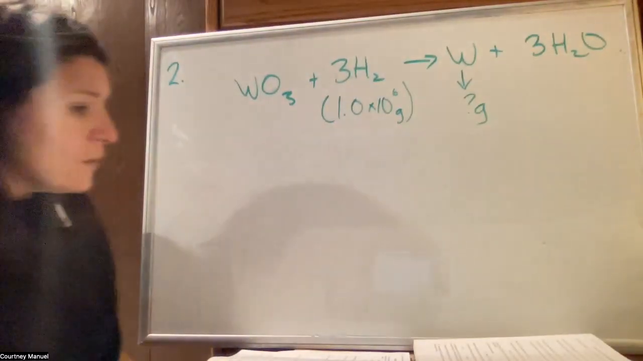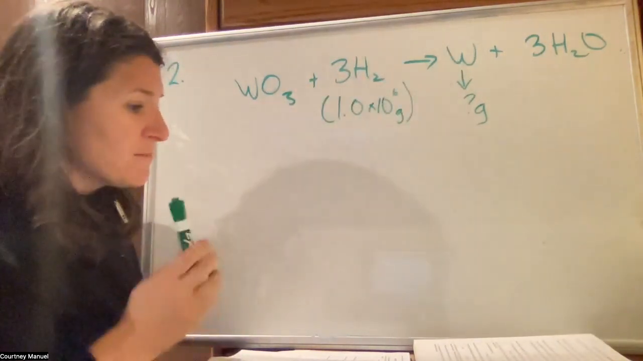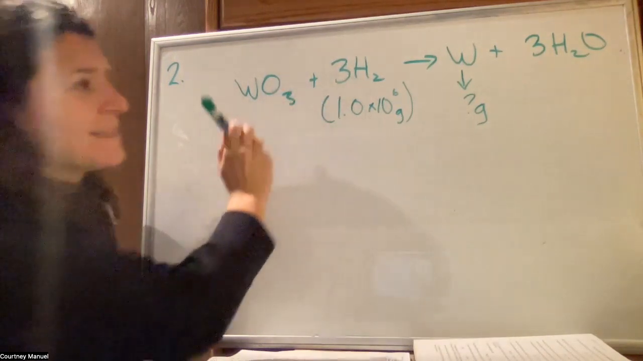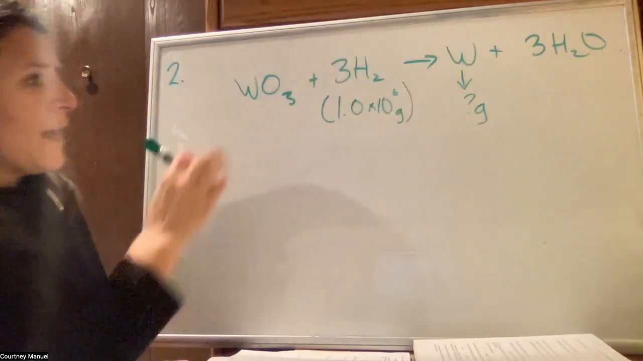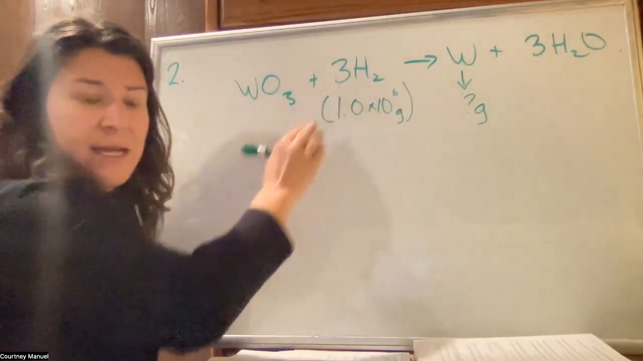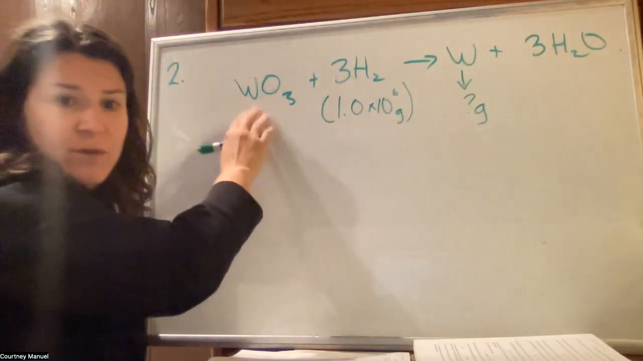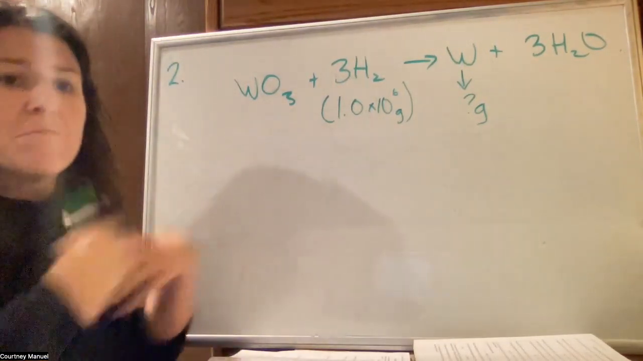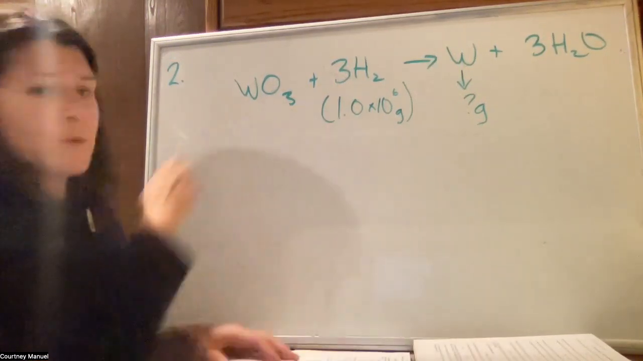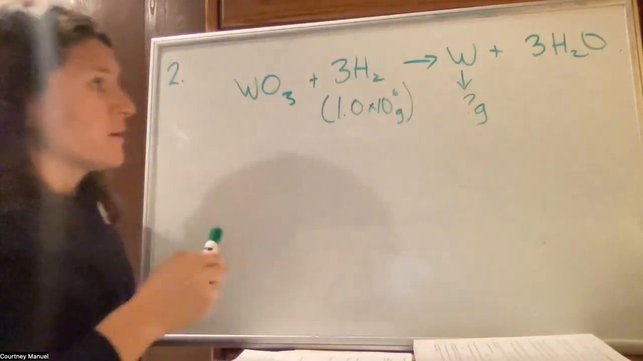Okay, number 2. We have tungsten, that's this W right here, a metal, which is produced when we take WO3 and mix it with hydrogen gas, and we get water and tungsten. And we are given 1.0 times 10 to the 6th grams of hydrogen. And it says specifically that we are in excess WO3, which means they're giving us as much as we possibly need. We're going to burn through the hydrogen before we finish our WO3. Okay. And they want to know how many grams of tungsten.